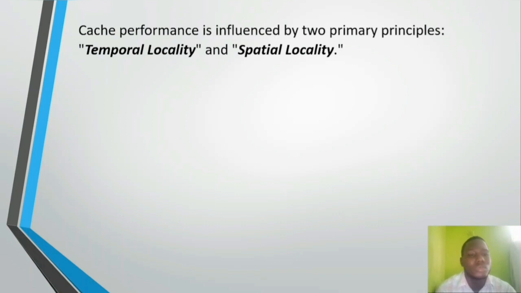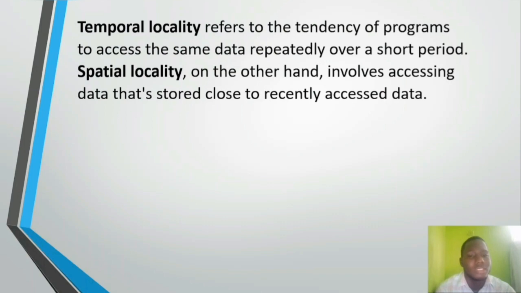Now we have two primary principles of cache performance: temporal locality and spatial locality. Temporal locality refers to the tendency of programs to access the same data repeatedly over a short period of time, while spatial locality, on the other hand, involves accessing data that's stored close to recently accessed data.